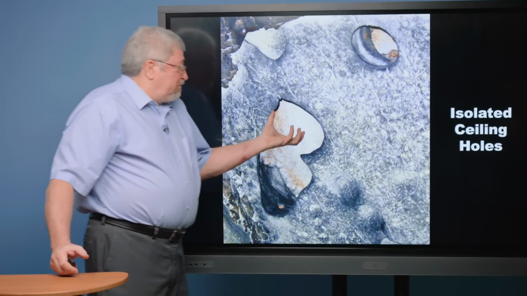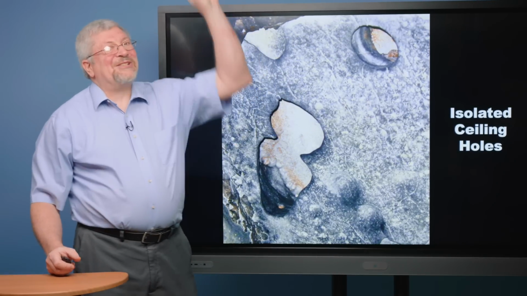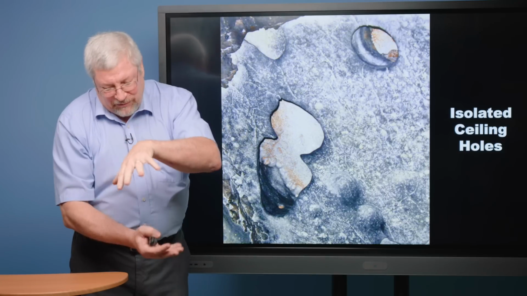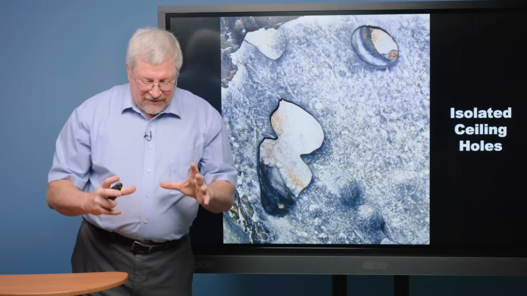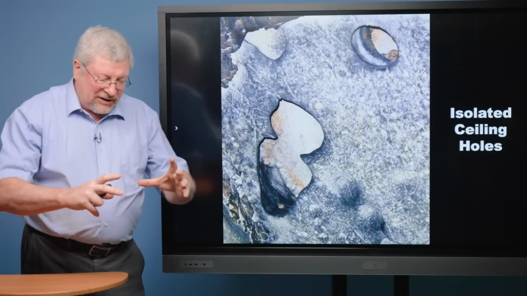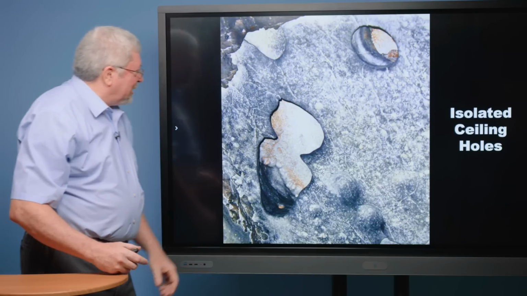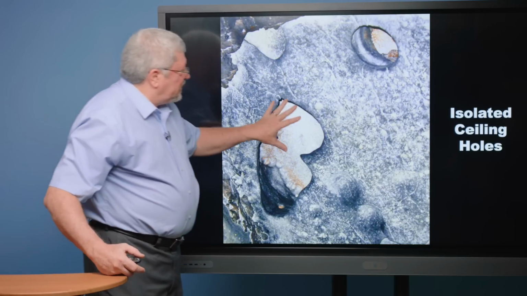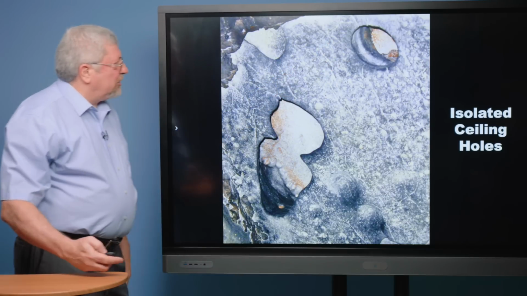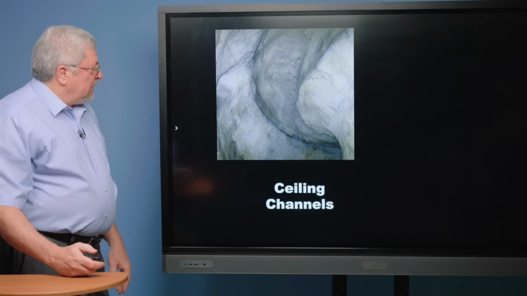Also, there are just these holes in the ceiling. Again, these are things that if they were on the floor of the cave, I could see, well, you know, some acid sat down there and ate a little hole in the floor. But these are in the ceiling, literally holes all over the place in the ceiling.